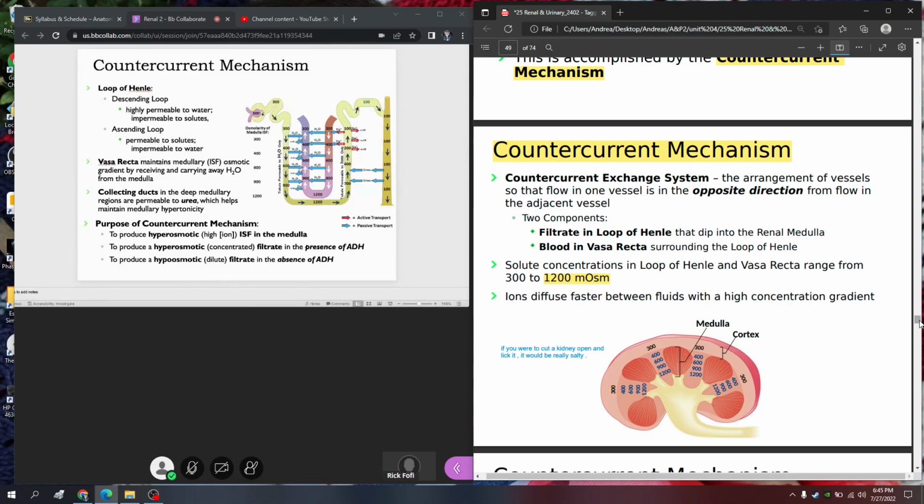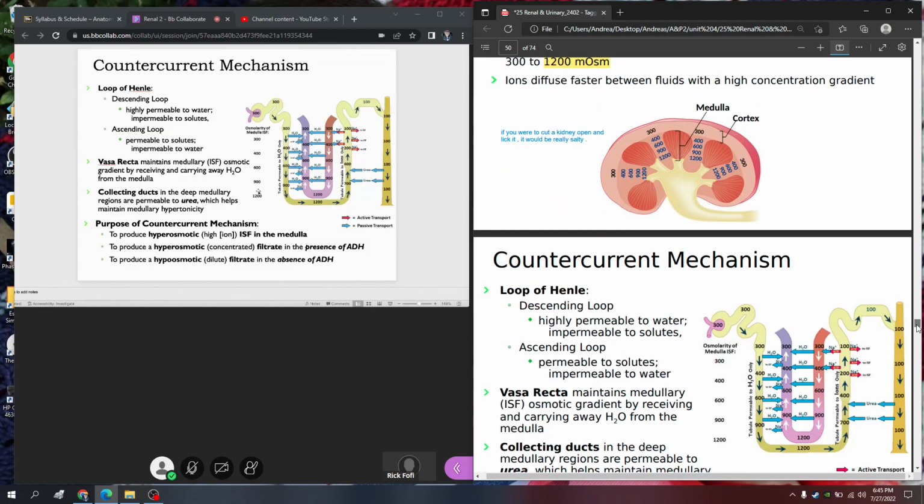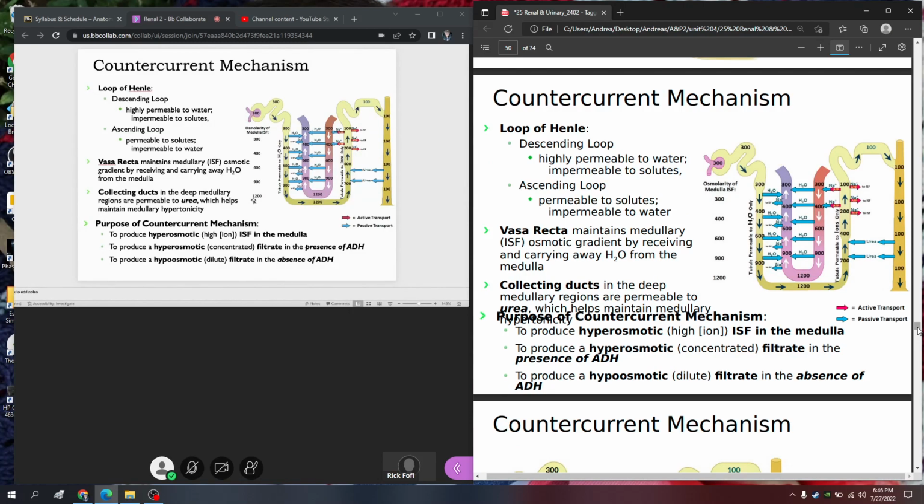Follow me here. I pushed the plasma out. It's now filtrate going down my PCT, and now down the descending loop of Henle. The only thing you need to know testable wise is that it's very permeable to water. The water leaves via osmosis because as it descends, the concentration of salts on the outside is very high. Remember our definition of osmosis: going from low solute concentration to high solute concentration. So the water leaves, but it doesn't stick around long because the vasa recta, those straight capillaries, pick up the water and take it out. So I preserve this 1,200 milliosmol concentration.